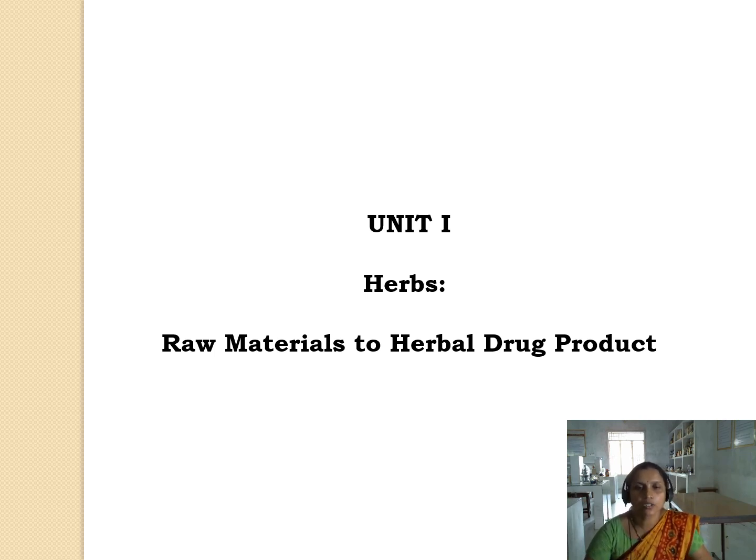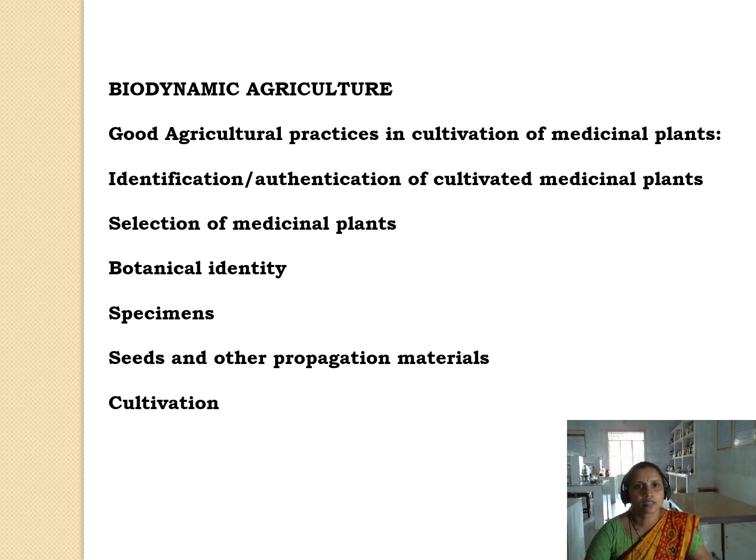Let us discuss another part of Unit 1 under Herbal Drug Technology. The next part is biodynamic agriculture and good agriculture practices in the cultivation of medicinal plants. It also describes the general principles and provides technical details for the cultivation of medicinal plants. So let us see the very first heading, identification or authentication of cultivated medicinal plants.